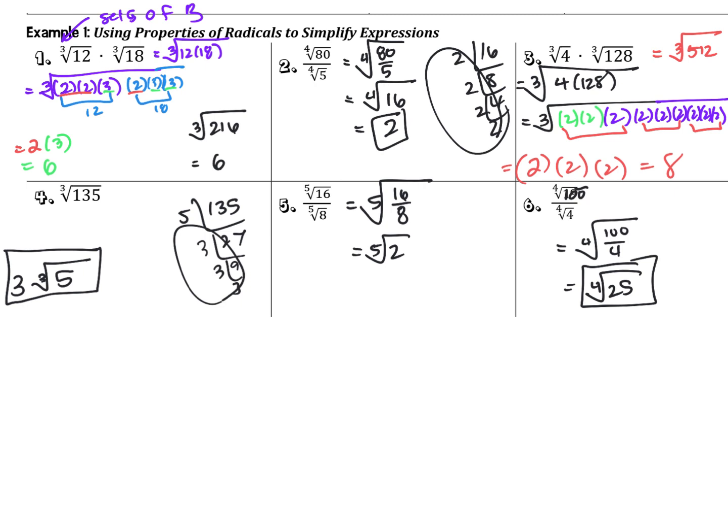doesn't simplify, but it is more simplified than it was when it was the 4th root of 100 over the 4th root of 4. What we're also going to learn later in this lesson is that you're not allowed to leave radicals in the denominator. You're going to have to rationalize them. So if you can simplify without that step, that's going to make your life a little bit easier.